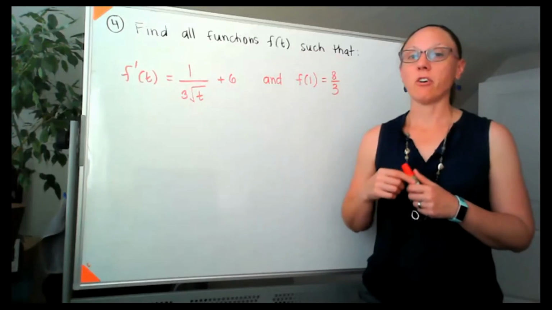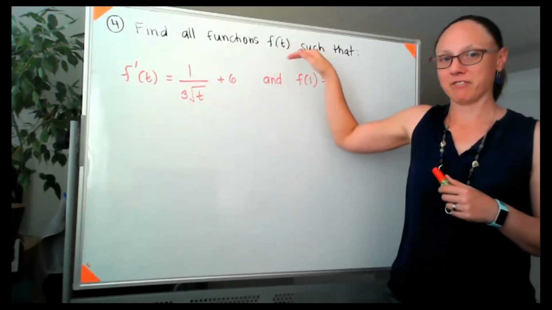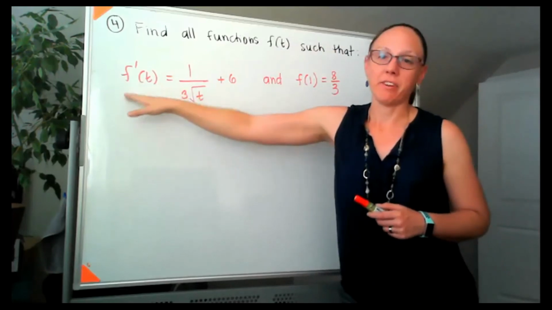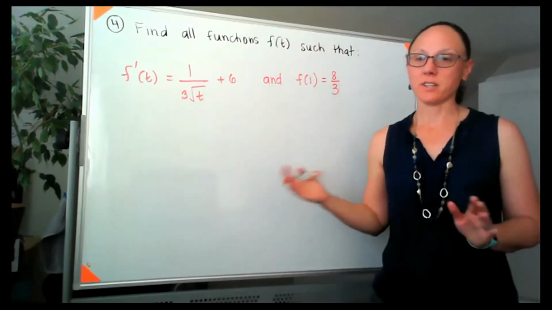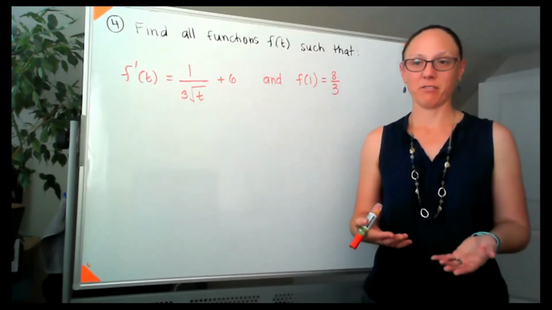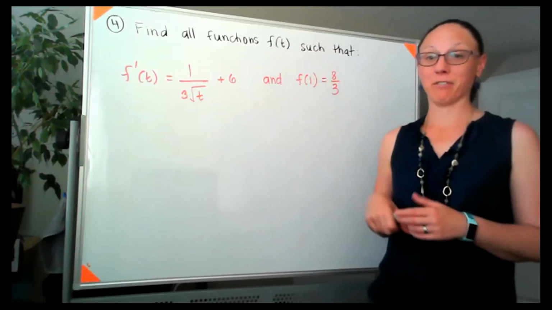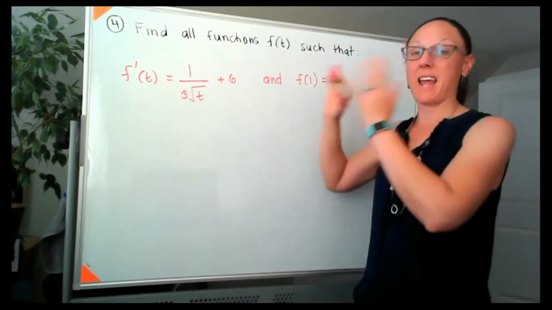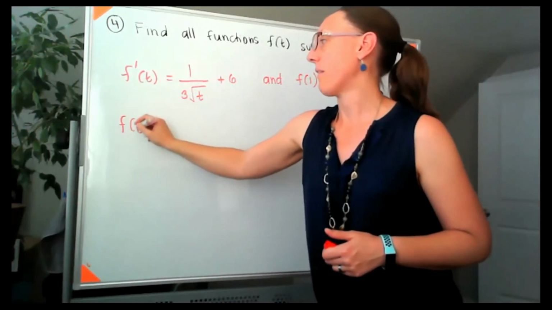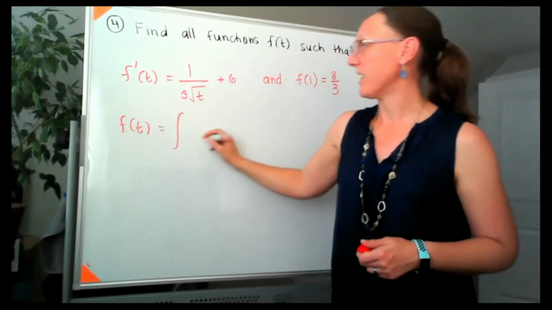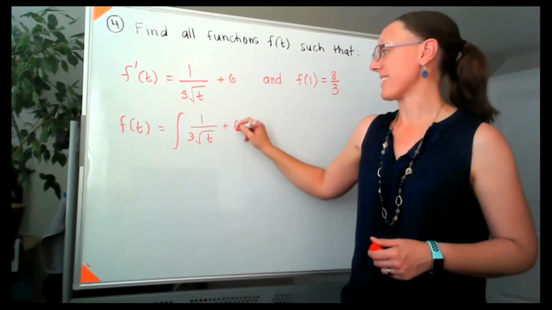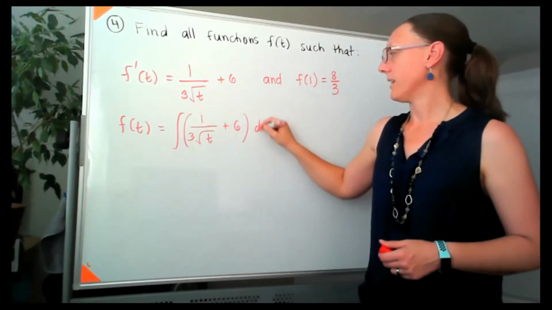Well, if we're going to find all functions, f of t, that satisfy this, we have been given a derivative, which means we're going to have to find the antiderivative in order to get that f of t by itself. So it didn't ask us to do an integral, but I know that we need to. So f of t is going to be the integral of 1 over the cube root of t plus 6 dt.